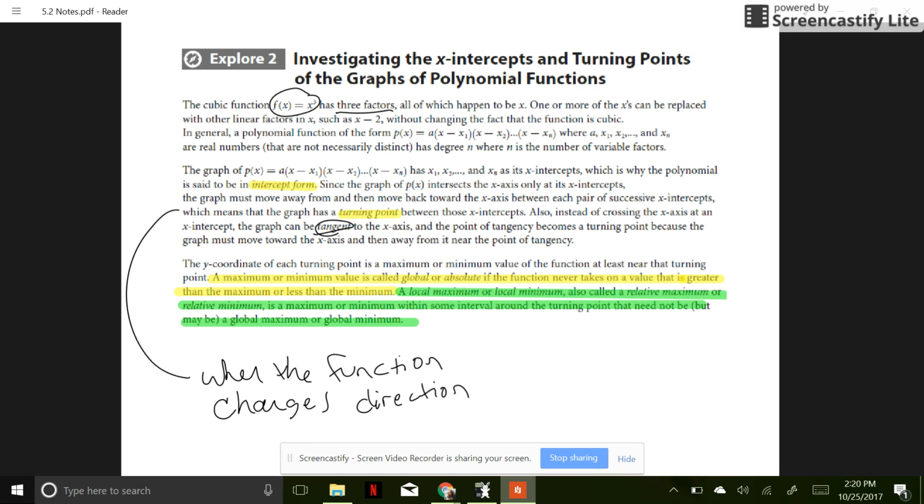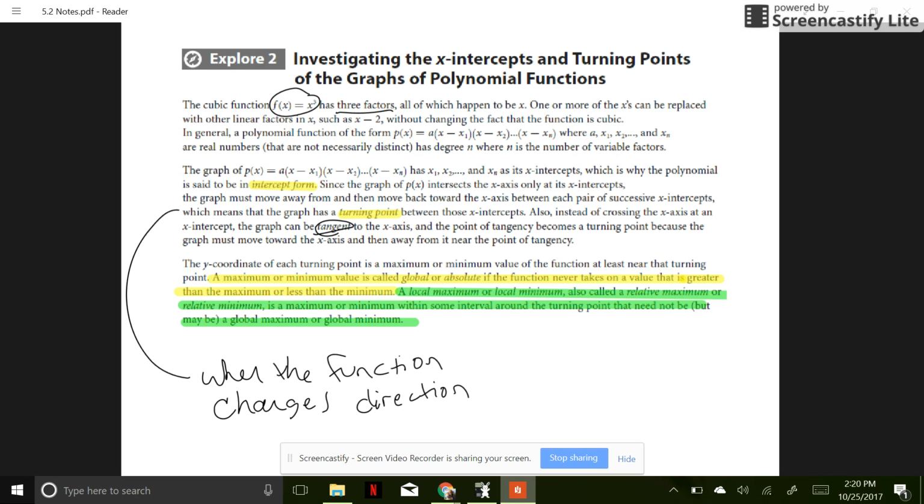Now we can replace this x with any other factor, such as x minus 2. This doesn't change the fact that the function is cubic. So what we can do is take these factors that are the intercepts and put them in intercept form. If we multiply all these intercepts together, it'll make intercept form.